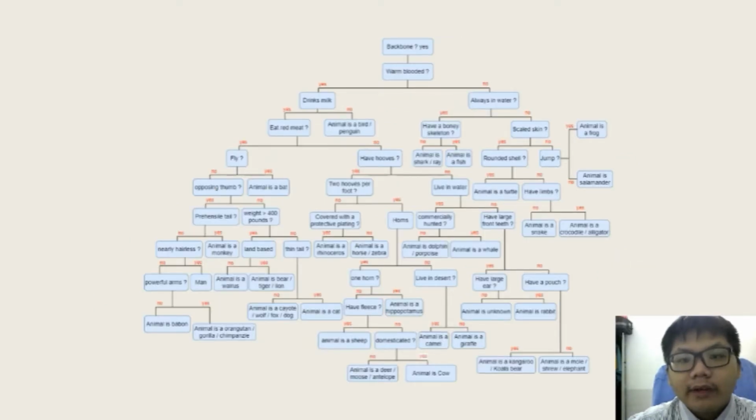This is the tree graph if the user inputs that the animal has a backbone. When the user inputs that the animal has a backbone, it will go to another question such as drinks milk, either yes or no, eats red meat, and so on. So the system will give the output based on the answers the user keys in.